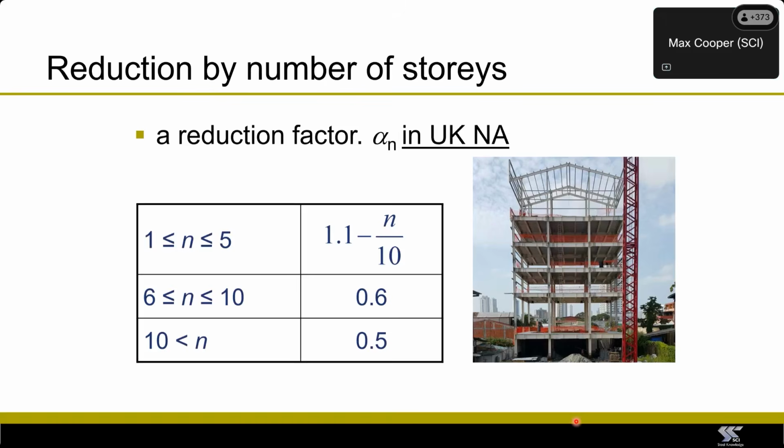And we also have a reduction factor for number of stories, again given in the UK National Annex. This one goes by the number of stories that you are considering. So if you're looking at the column at the base of a building, based on the number of stories that it is supporting, you are permitted to use this reduction factor, and you'll see that where the number of stories is greater than 10, this goes down to a reduction factor of 0.5. So you're considering 50% of your imposed variable load. So a really significant saving.